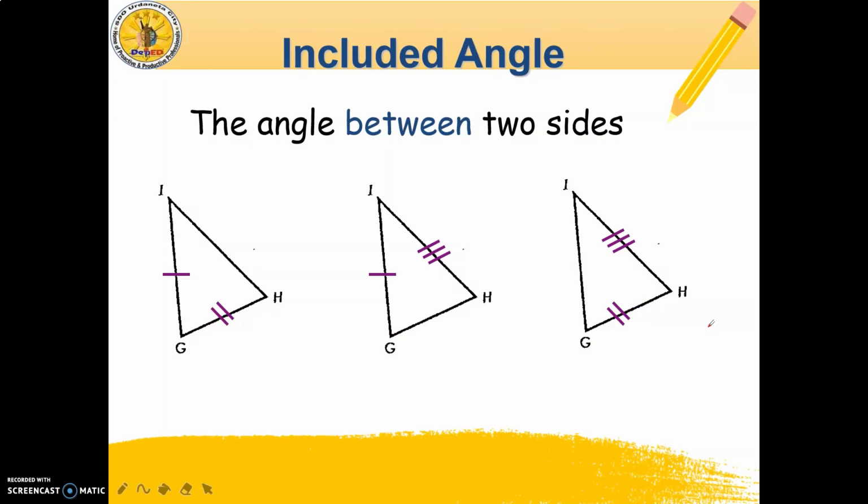Now let's learn further about the included angle. Will you name the angle between these two sides of the three triangles? For the first triangle, angle G is the included angle. For the second triangle, angle I is the included angle. And for the last triangle, angle H is the included angle, since those are the angles between two adjacent sides of the triangle.